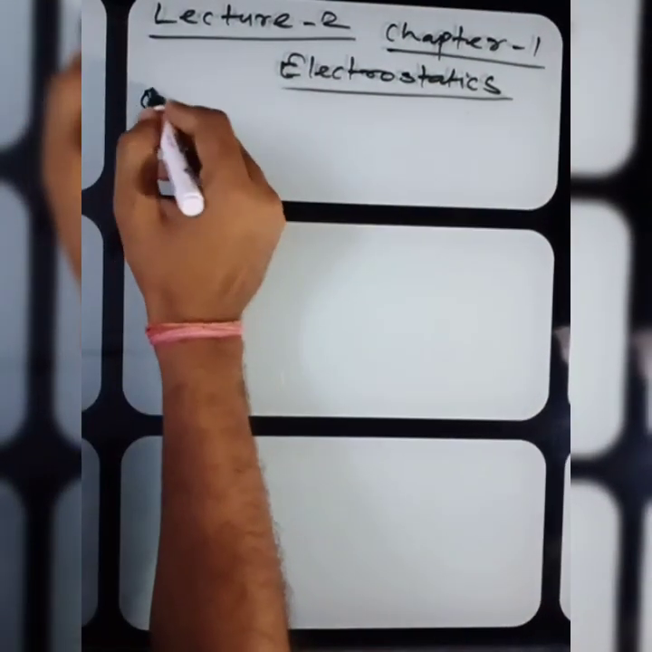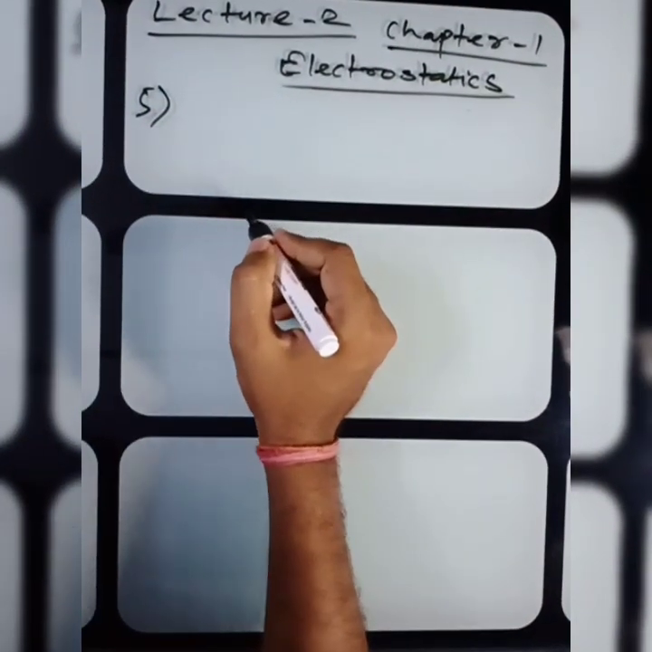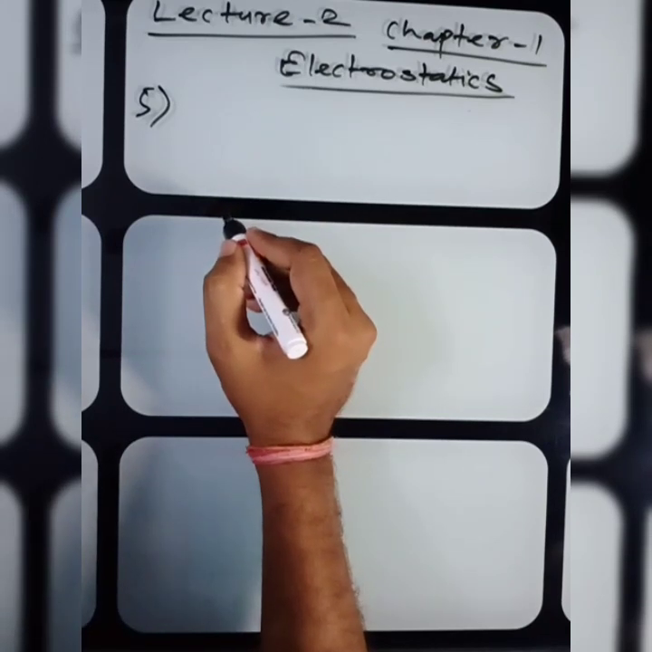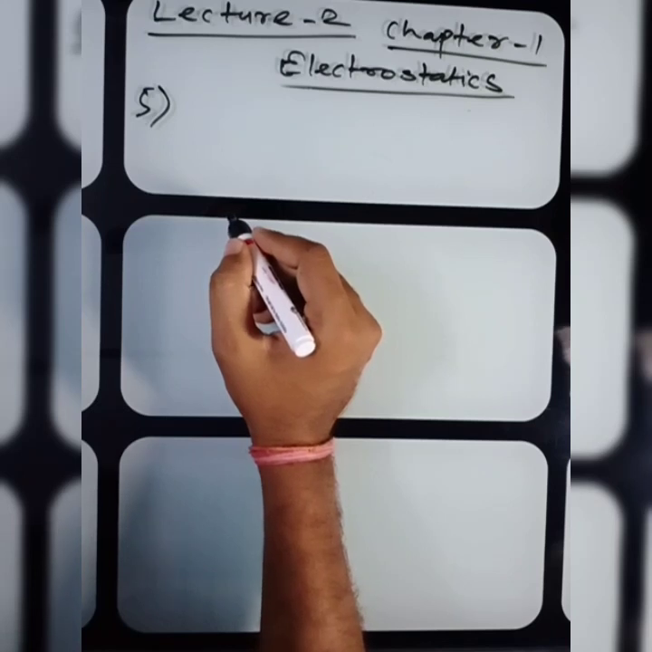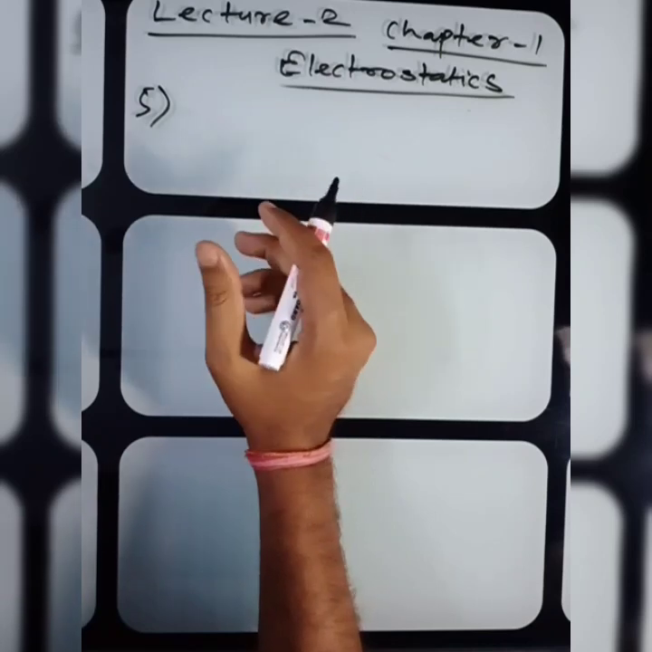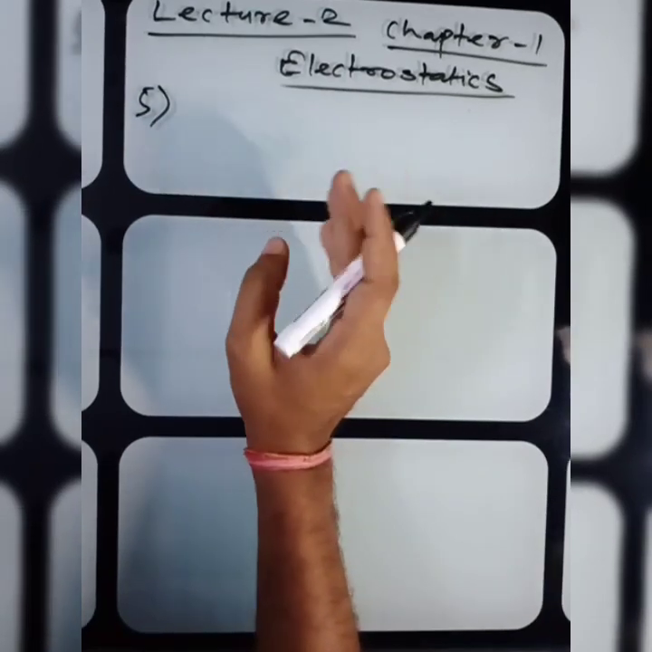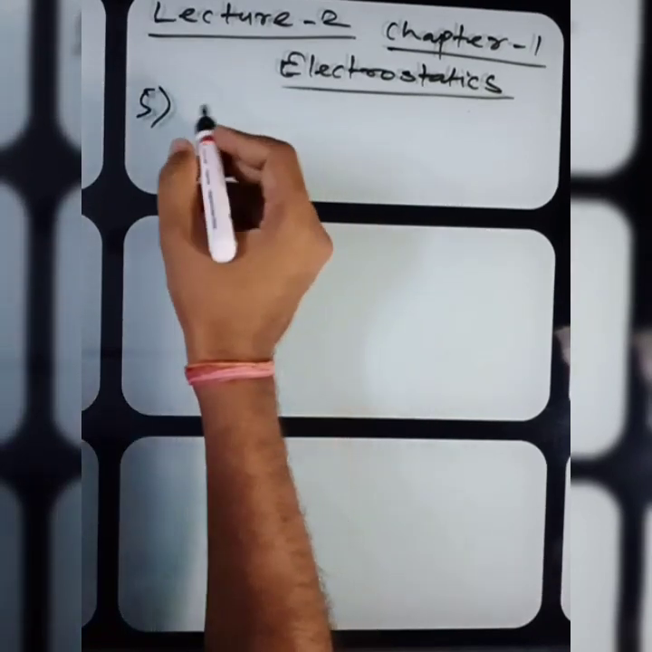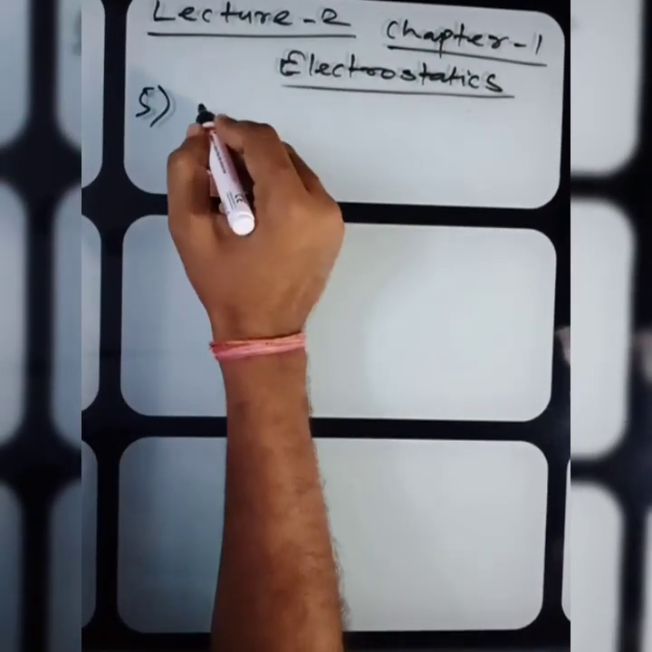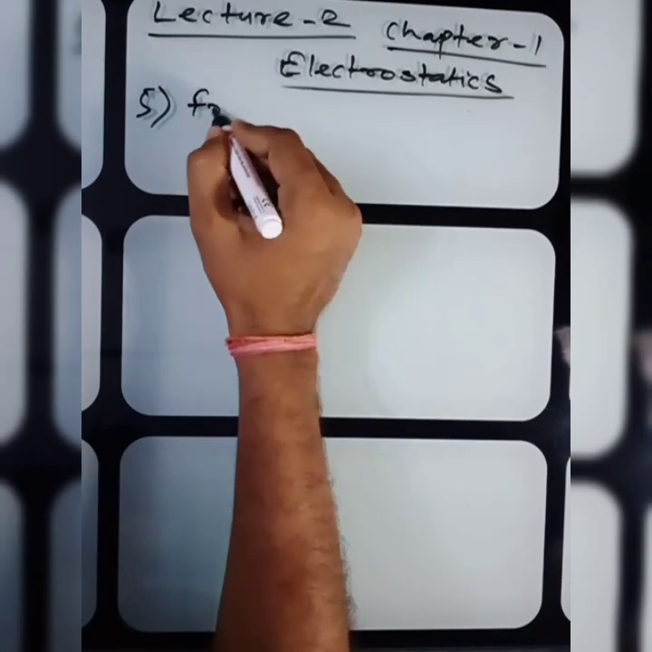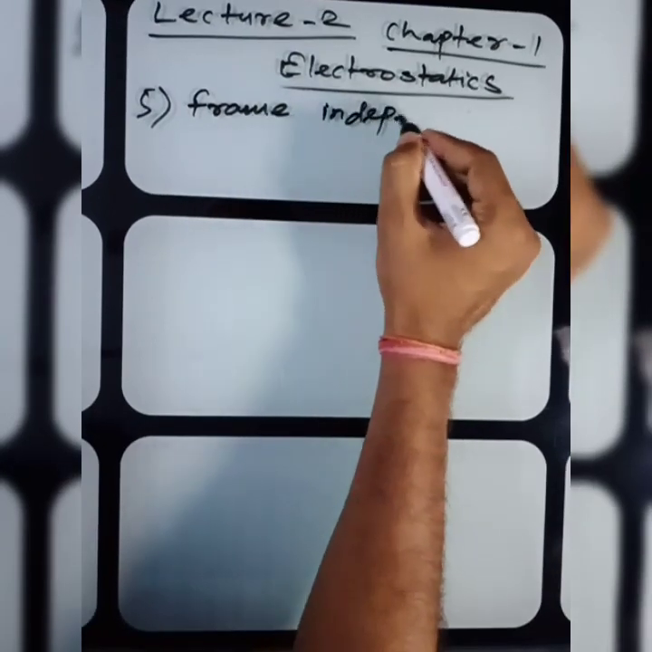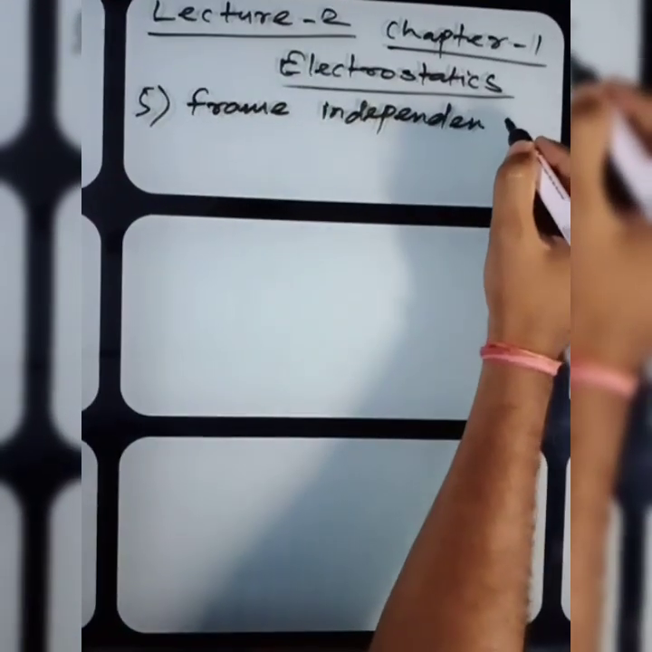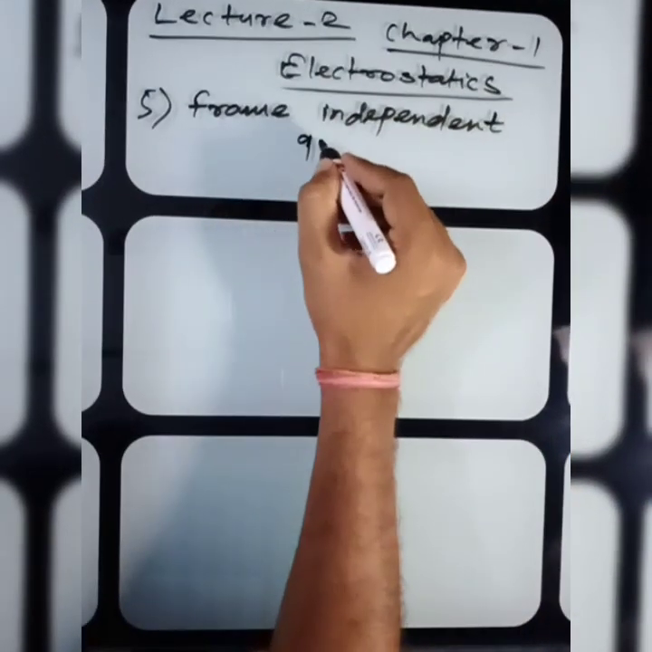Now the fifth property, students: charge is unaffected by motion. That is, it is free from the frame of reference. It does not depend upon the motion of the frame on which it is kept. That is, it is a frame independent quantity.